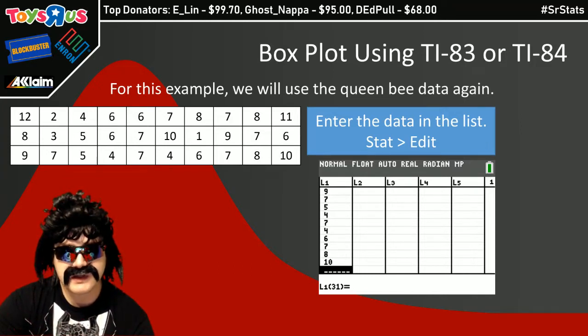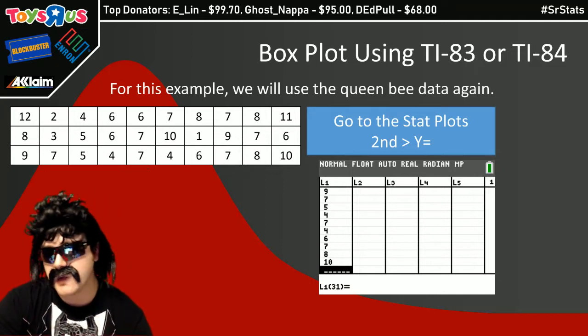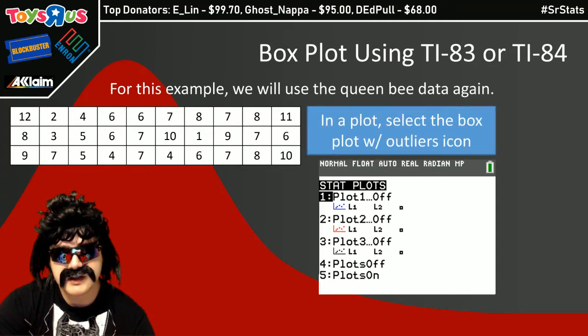Notice we entered into list 1, so that's going to be the one that we're going to use later on. We're then going to go to the stat plots by hitting second Y equals. Alright, brings us to this page. In stat plot we're going to select the box plot with the outliers icon.